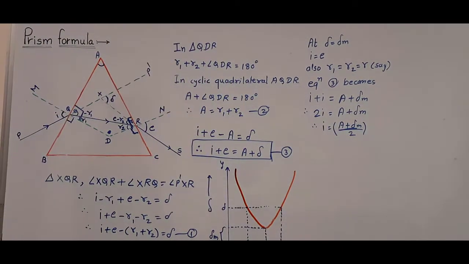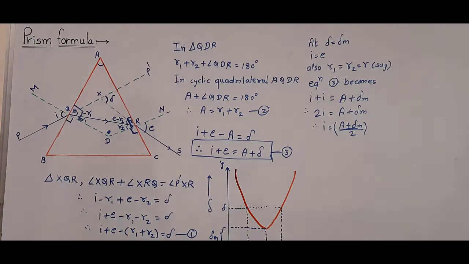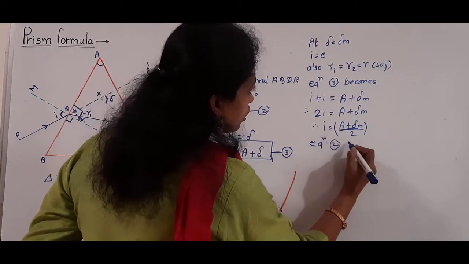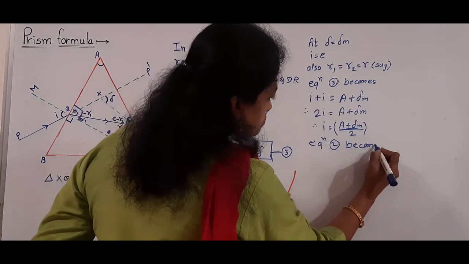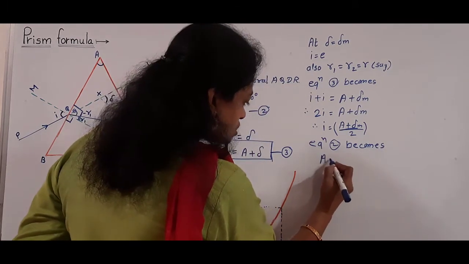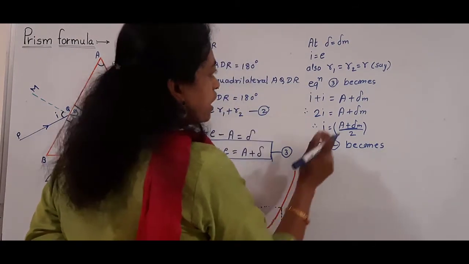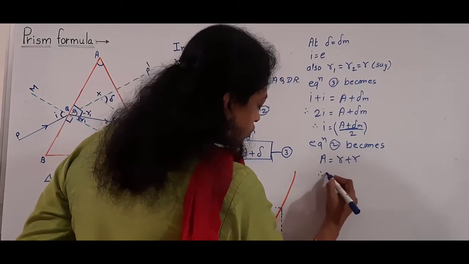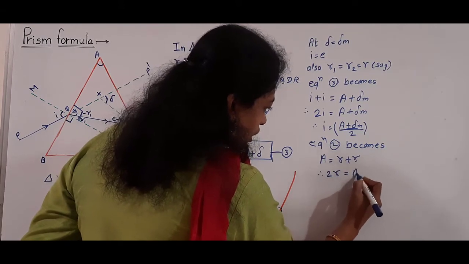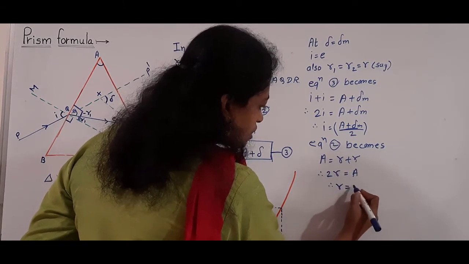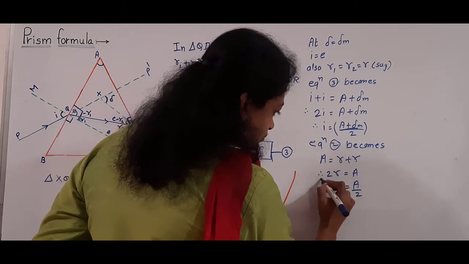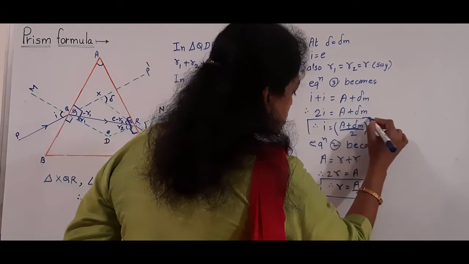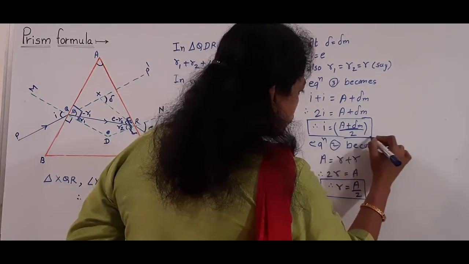Similarly, we have to find out the value of R. Consider the second equation. Then equation second becomes A is equal to, instead of R1 and R2, we will put R, means R plus R. Therefore, twice R is equal to A. We will write here R is equal to A by 2. And here I is equal to A plus delta m divided by 2.